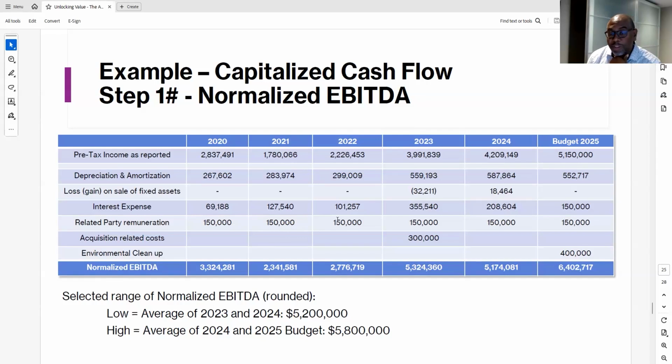Related party remuneration: sometimes, in closely held companies, management will pay themselves too much, above market, or below market. You're really trying to assess what that is and normalize these pre-tax cash flows, so we may adjust for those. And if there are any other one-time costs like environmental cleanup or acquisition-related costs, like in this example, we'll pull those out. So we're saying normalized EBITDA is in a range of 5.2 million if you're looking at the average of 2023 and 24. If you're considering the budget as well, the high end is 5.8. So you're getting a high and low scenario here. Ultimately, you're going to work to a midpoint, but you're going to provide a range of value.